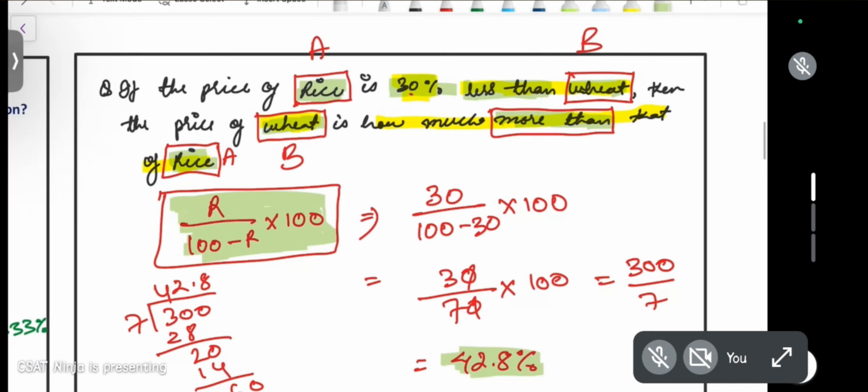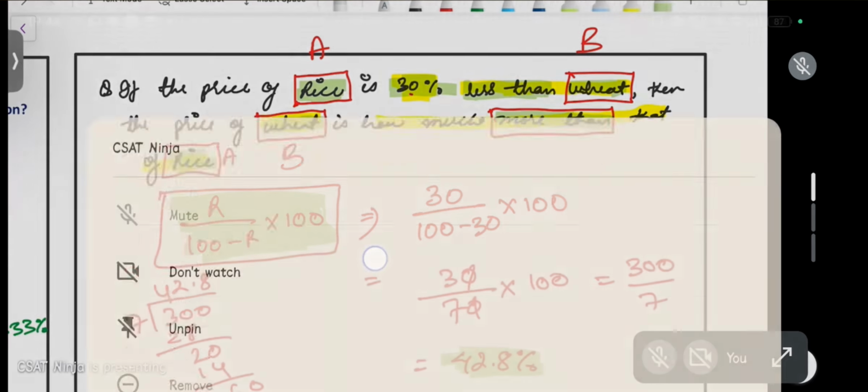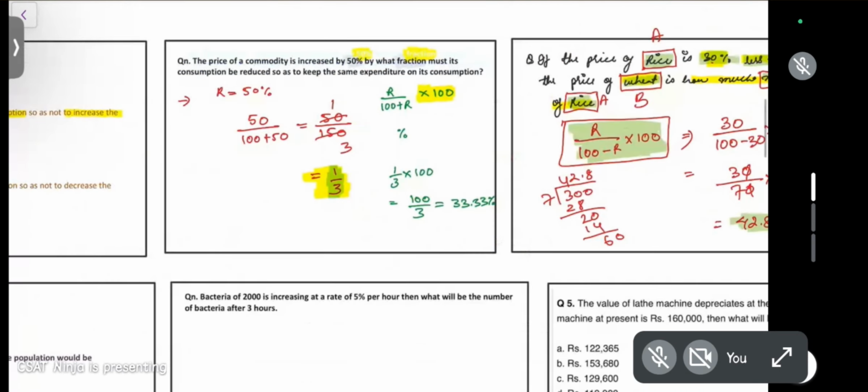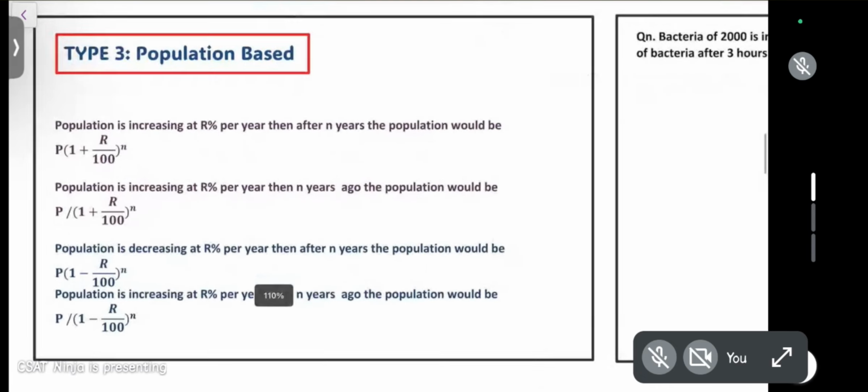Are we clear with this? Any thoughts regarding this type of question? Okay, I'll move on to the next. Let's go to population based.